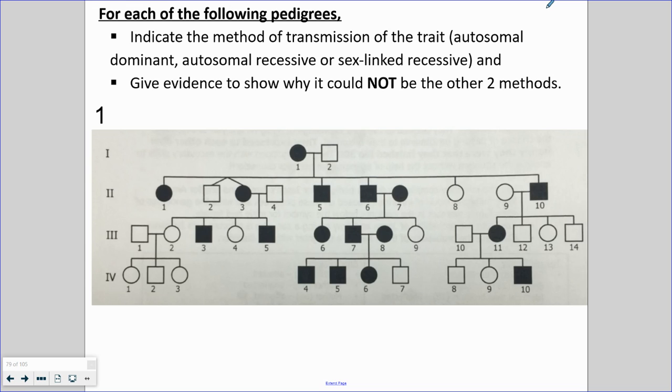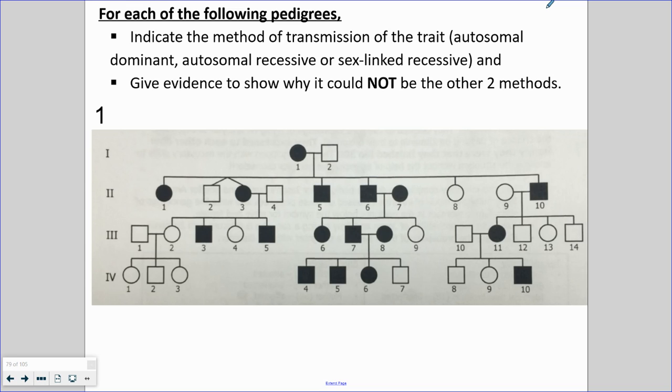So in a pedigree, we understand how to read it. There's a bunch of generations, a bunch of people in those generations. Shaded people are affected people. But what we're looking for is how is that passed on, the transmission of the trait. Is it autosomal dominant, autosomal recessive, sex-linked recessive, or sex-linked dominant? We don't know. We need to figure it out.